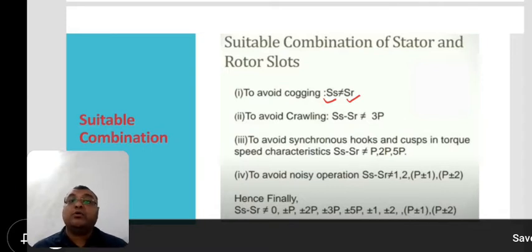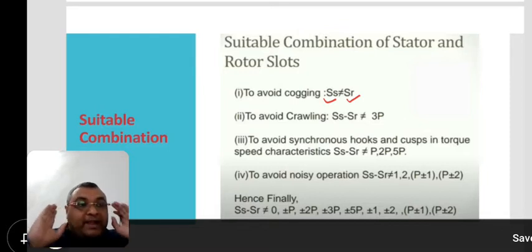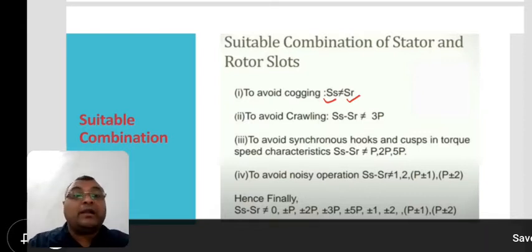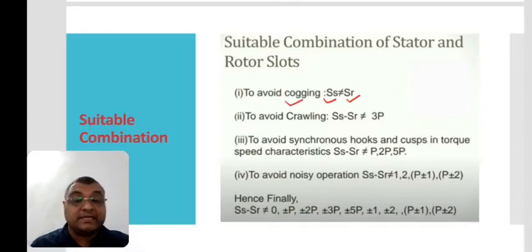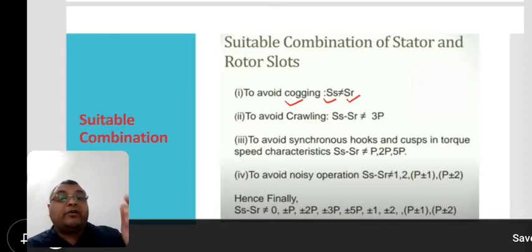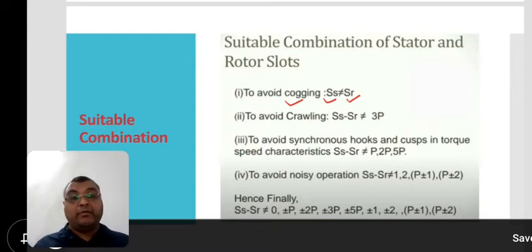To avoid cogging, we must ensure that SS does not equal SR, otherwise the phenomenon called cogging occurs. What exactly cogging is and its definition, we will discuss later in this section. First of all, in this slide you just have to focus on the conditions for deciding the number of stator slots and the number of rotor slots.